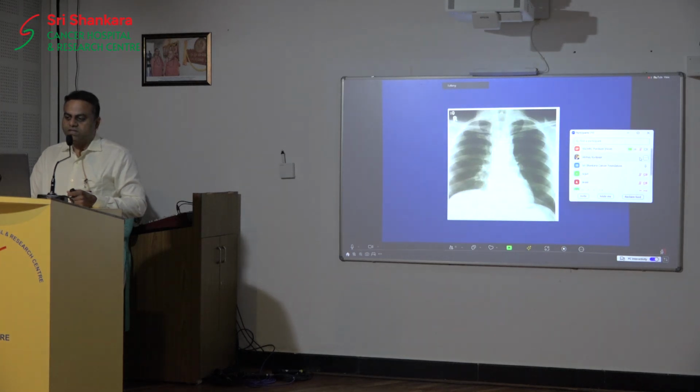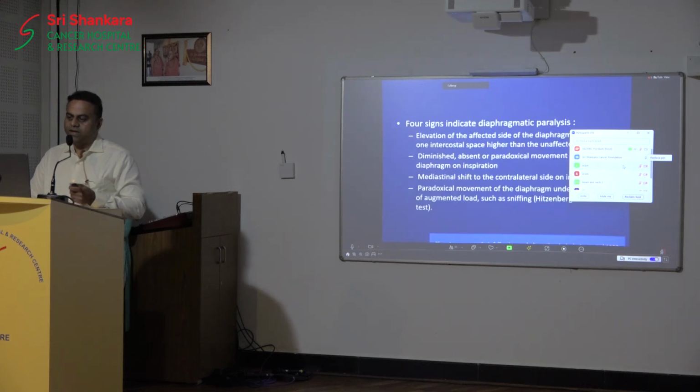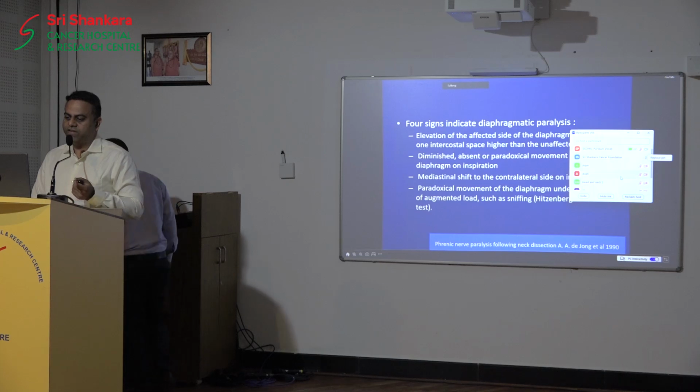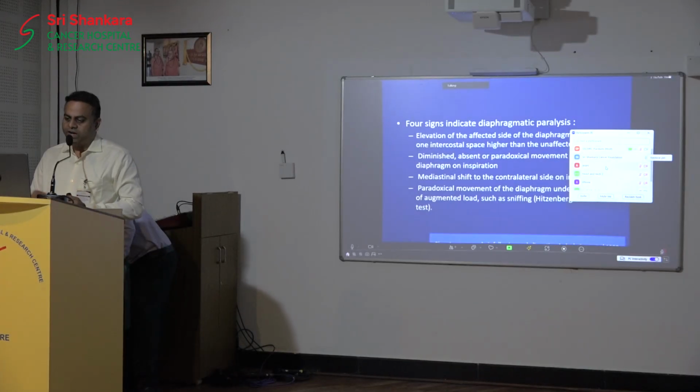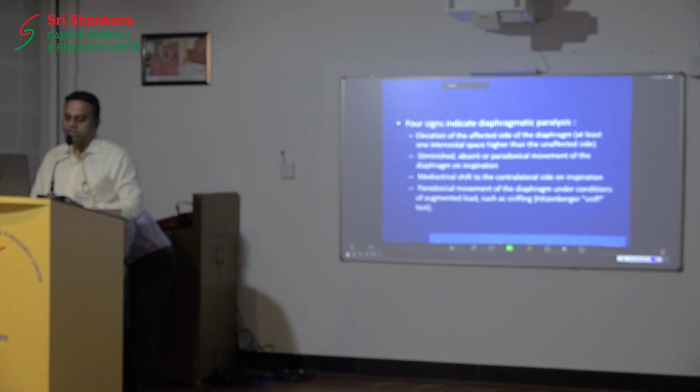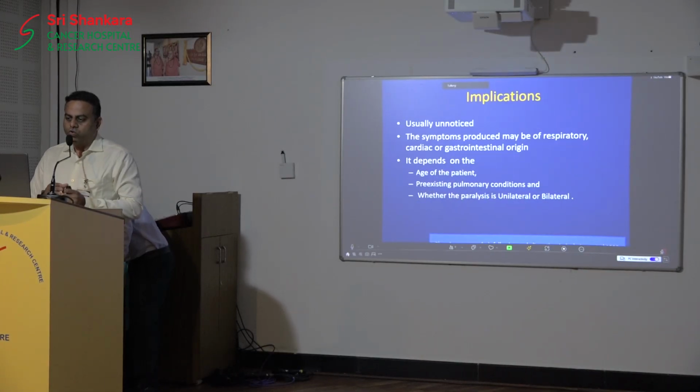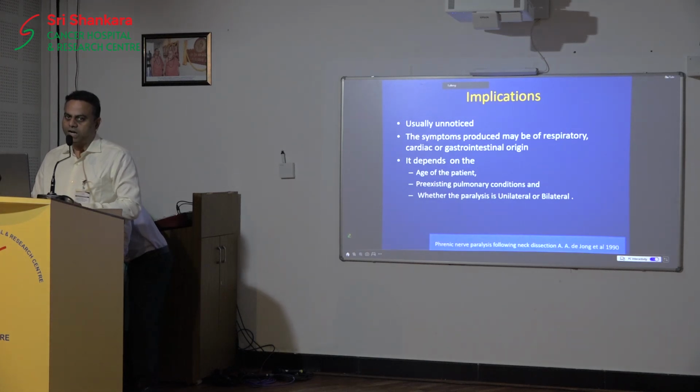So this is the sequela of this. There will be paralysis of the diaphragm, which can be seen on the X-ray. There are certain signs which have been proposed, where there will be an elevation of the affected side of the diaphragm with diminished, absent or paradoxical movement of the diaphragm. In advanced cases with severe complications, there will be a mediastinal shift. Usually it is unnoticed, but sometimes symptoms can happen because of respiratory, cardiac or GI related issues, and it depends upon the age and pre-existing pulmonary complications.